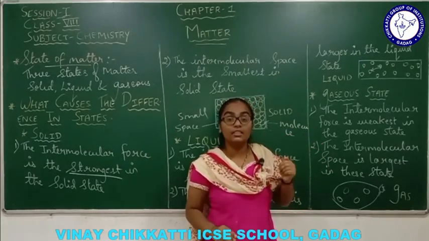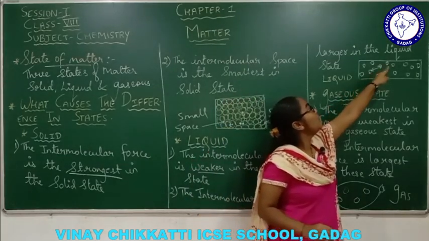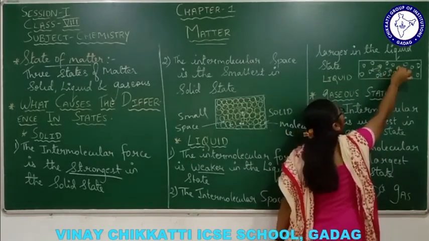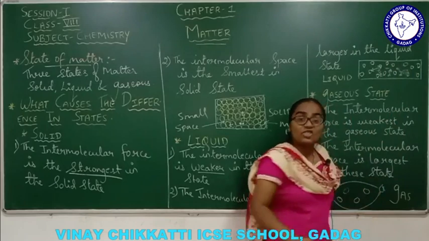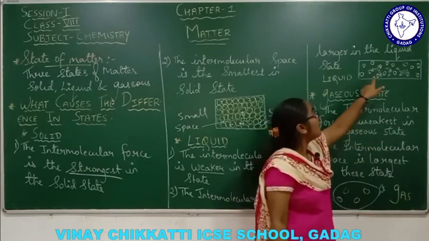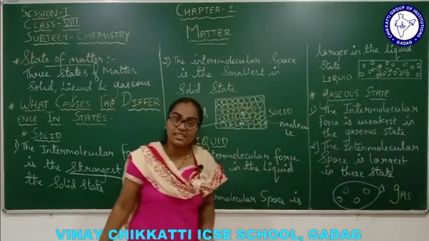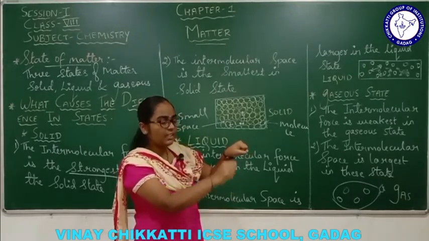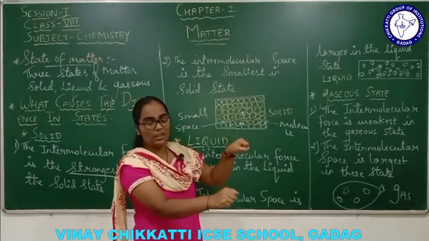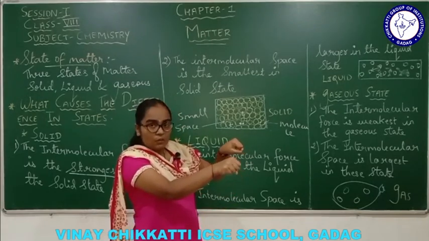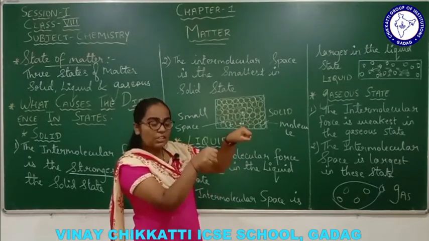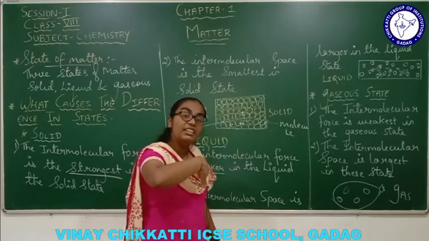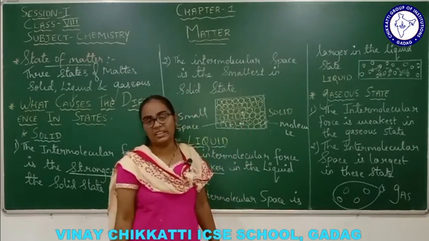Since it is weaker, the space will be more, no? The space between them, you can see in the diagram, the intermolecular space is larger. Why is the intermolecular space larger? Because if one molecule is residing here, the other will be a little away from the first one. Thereby the intermolecular force of attraction between the first molecule and the second molecule will be weak, and thereby they have an intermolecular space or gap between them.